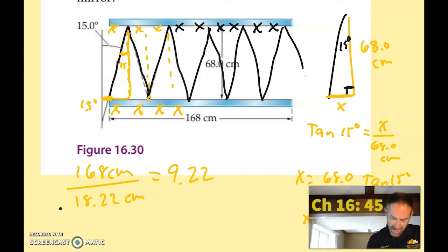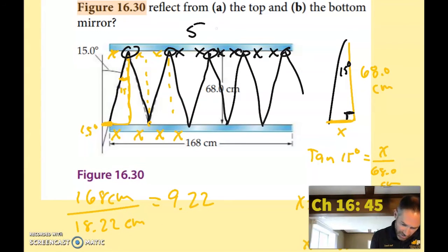Now 9's not the answer. They said how many times does it reflect? It reflects 1, 2, 3, 4, 5 times, because that's how many of those little triangles can fit across there. But remembering you have to double them up. So it reflects off the top 5 times. Now what about the bottom?